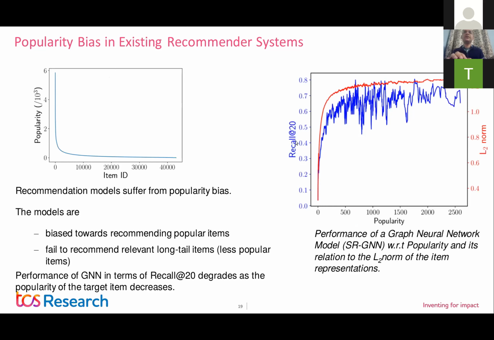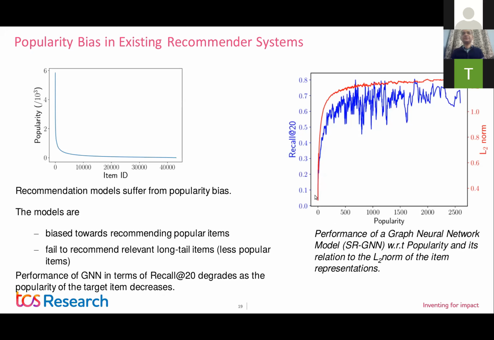So if I look at the performance in terms of recall of this approach, on the x-axis I have the popularity of the item. What we see is that for the more popular items, the performance is very good. It reaches something like 0.7 recall, of that order. Whereas for the less popular items, the recall was very bad, of the order of 0.1, 0.2, or even lesser.